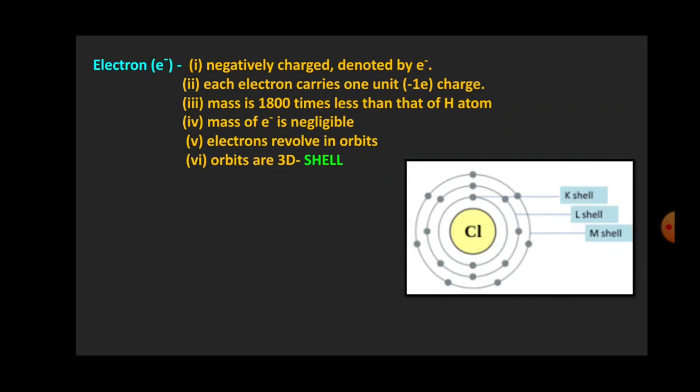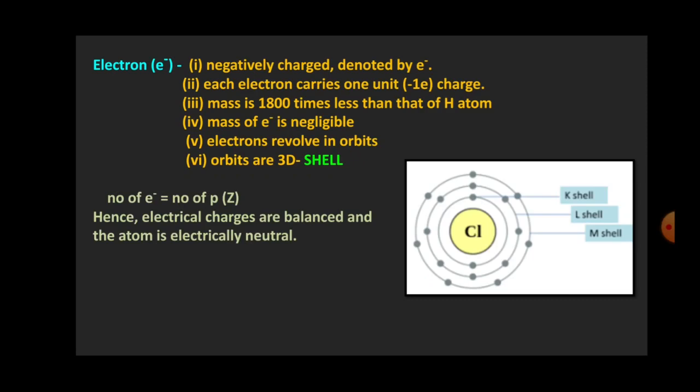As you can see in the picture, this is the atom of chlorine. In the center, the nucleus is there, which contains the protons and the neutrons, which are called nucleons. Protons have positive charge and neutrons are electrically neutral. You can see the different shells K, L, M. These are the shells in which the electrons revolve around the nucleus.